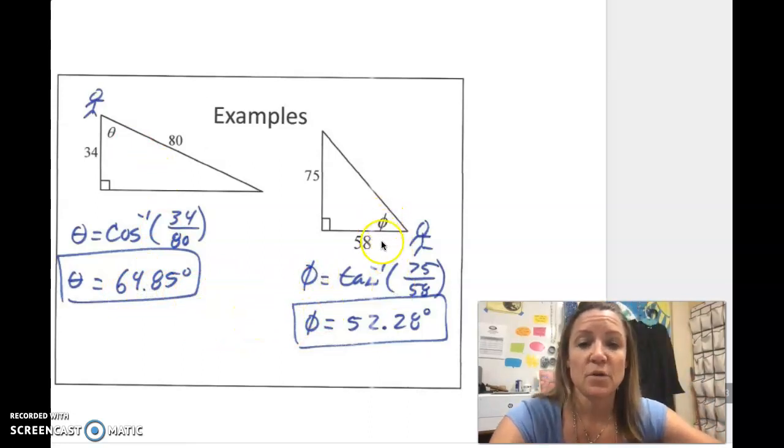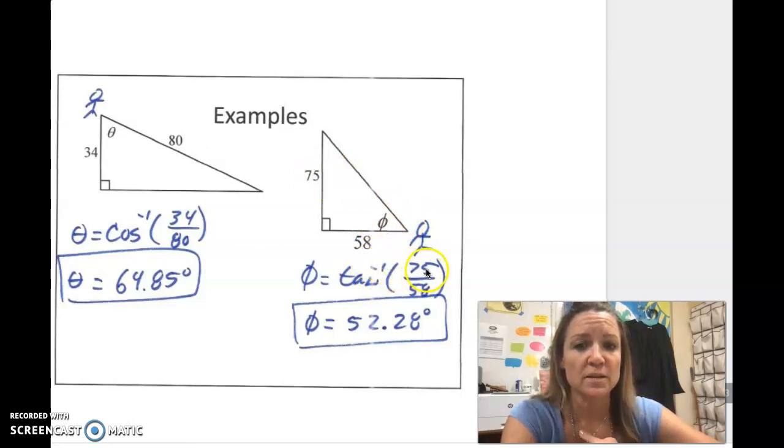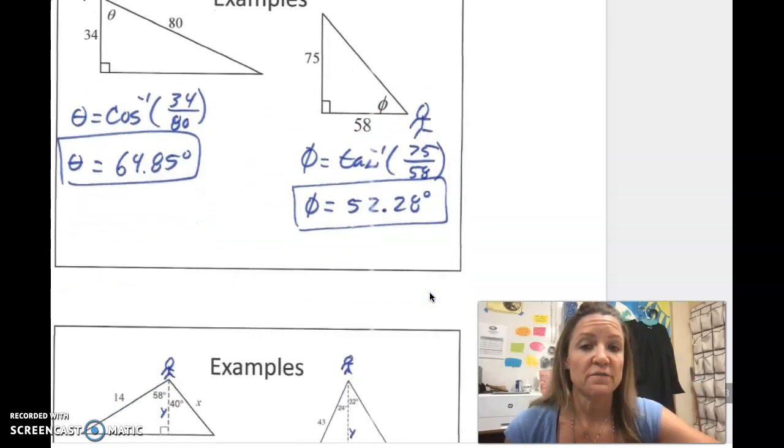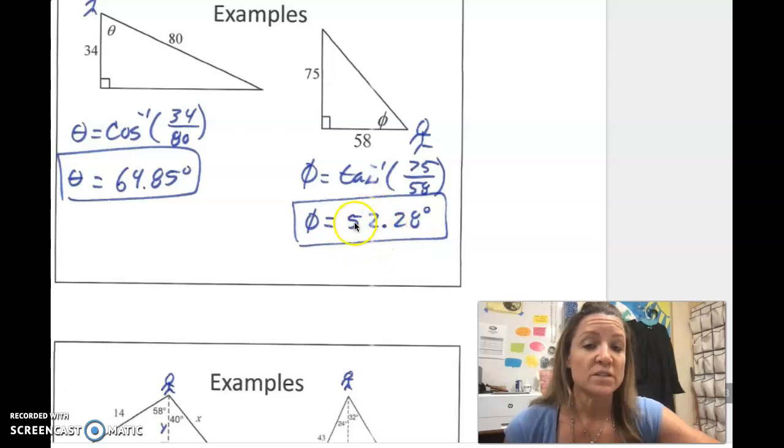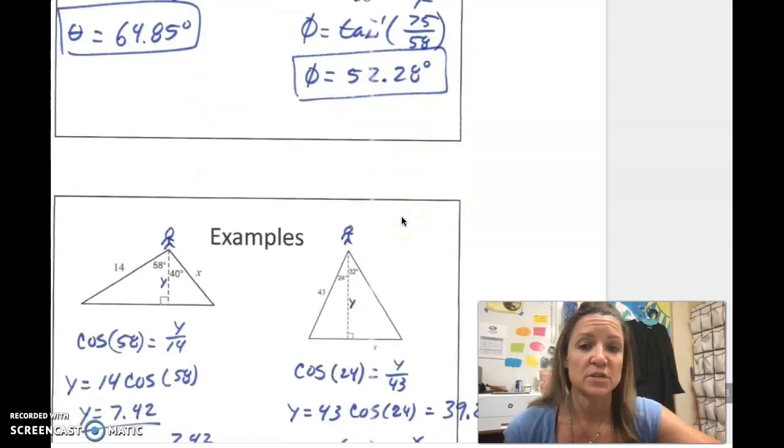All right, for the second one over here, for angle phi, we've got opposite and adjacent, so the tangent. Since we're solving for the angle, we're going to use the inverse, and the ratio will be the 75 to the 58. Again, make sure your calculator is in degree mode, and you should get 52.28. If it wants the nearest whole number, it's just going to be 52, because after the decimal is a 2.